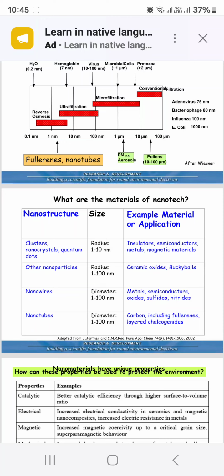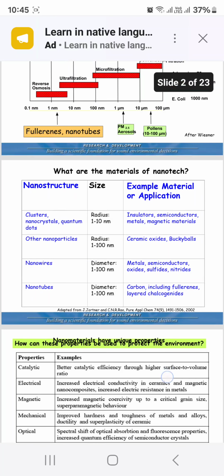Other nanoparticles include ceramic oxides, 1 to 100 nanometers. Nanowires have a diameter of 1 to 100 nanometer and are made of metals, semiconductors, sulfides, and nitrides. There are nanotubes like carbon nanotubes, nanowires like silicon nanowires, and fullerenes. These sizes and structures of nanomaterials are now extensively used in different fields, like healthcare and other parts of science.